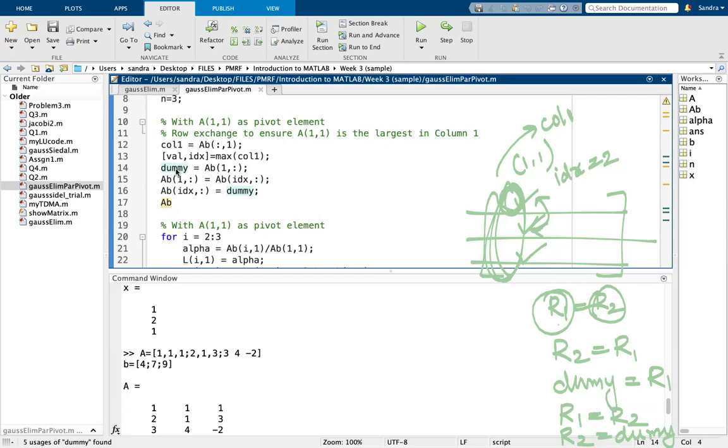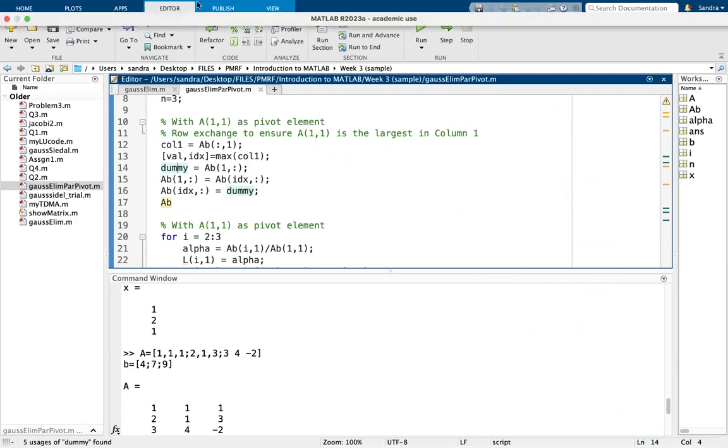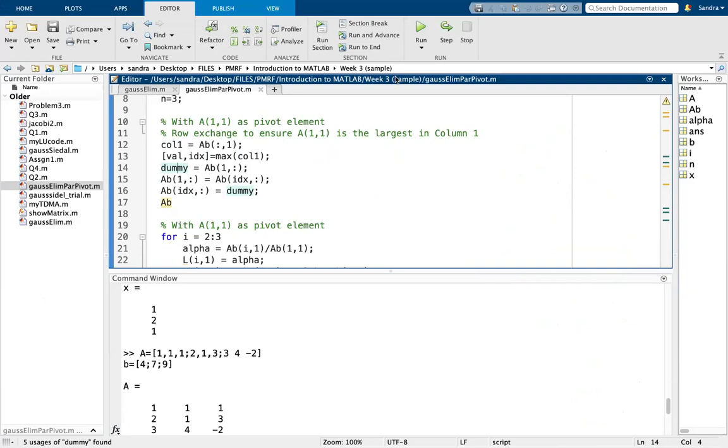Did you guys understand this part? Or should I explain it again? If I directly write R2 equal to R1, just imagine that I have 1, 2, 3, 4, 5, 6, and 3, 2, 1. I'll explain it again with an example.